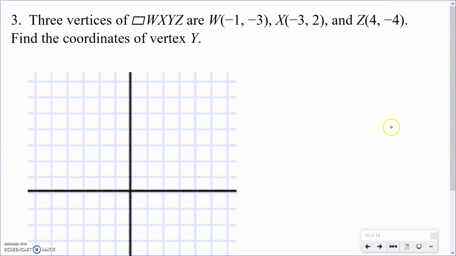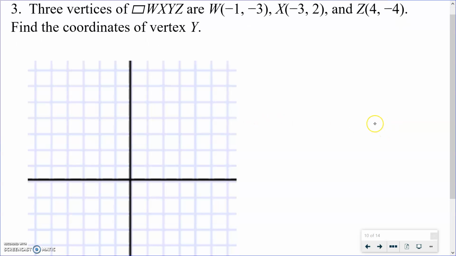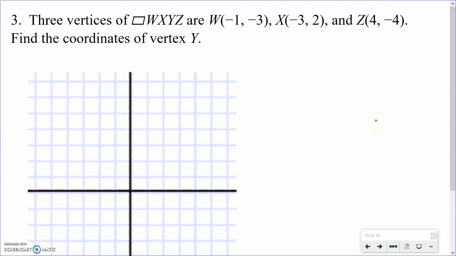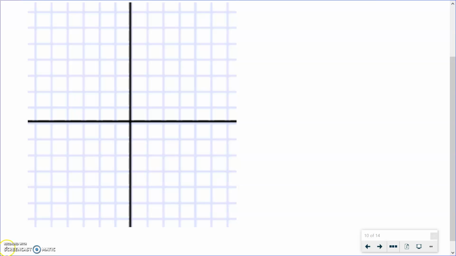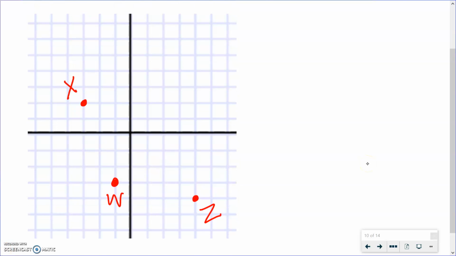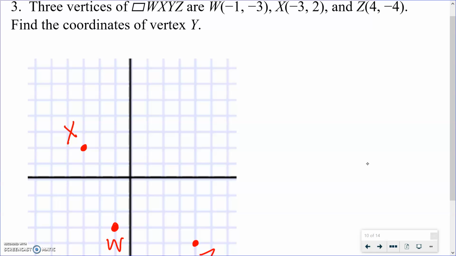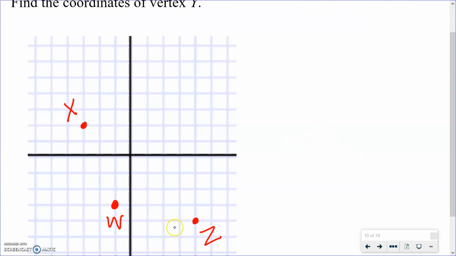Okay, I'm going to have you pause it again and graph WXYZ on this graph. Okay, now that you've graphed the three vertices that we know, we want to find the coordinates for Y, which we know is going to be in between X and Z. And so we can use a number of different ways to figure out where this is.